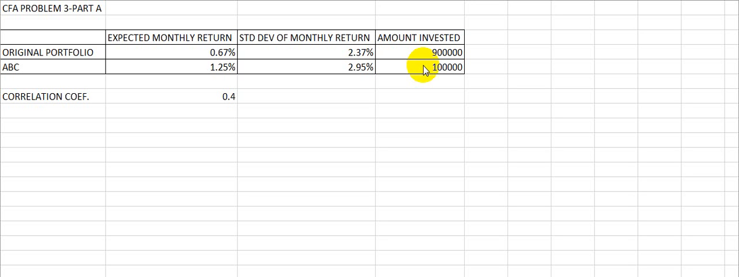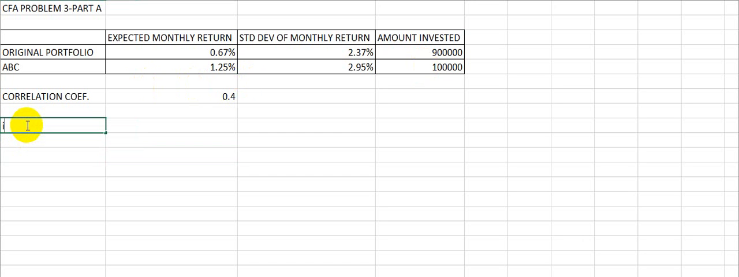The inheritance changes Grace's overall portfolio, and she is deciding whether to keep the ABC stock. Assuming Grace keeps the ABC stock, calculate: 1. Expected return for her new portfolio, which includes the ABC stock. 2. The covariance of ABC stock returns with the original portfolio. And 3. The standard deviation of her new portfolio, which includes the ABC stock. Now let's start with the expected return.